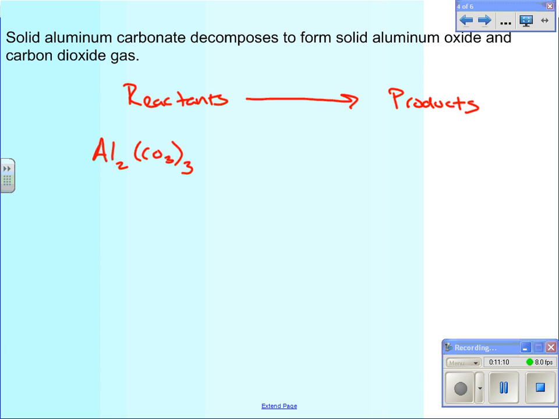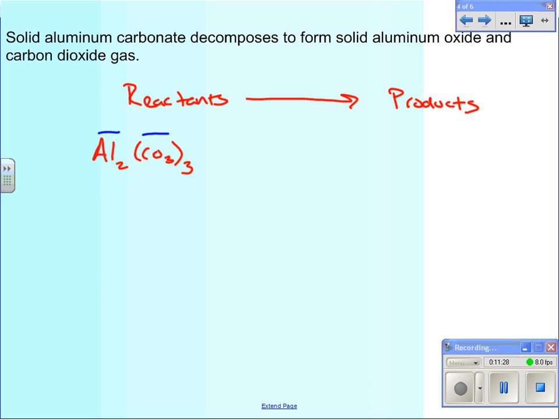All right, so remember what we are taking a look at. Aluminum exists as a +3 ion. Carbonate is a polyatomic ion that exists as a -2. So if we put them together in this proportion, we're going to get something that is neutral. So Al2(CO3)3, that would be aluminum carbonate.